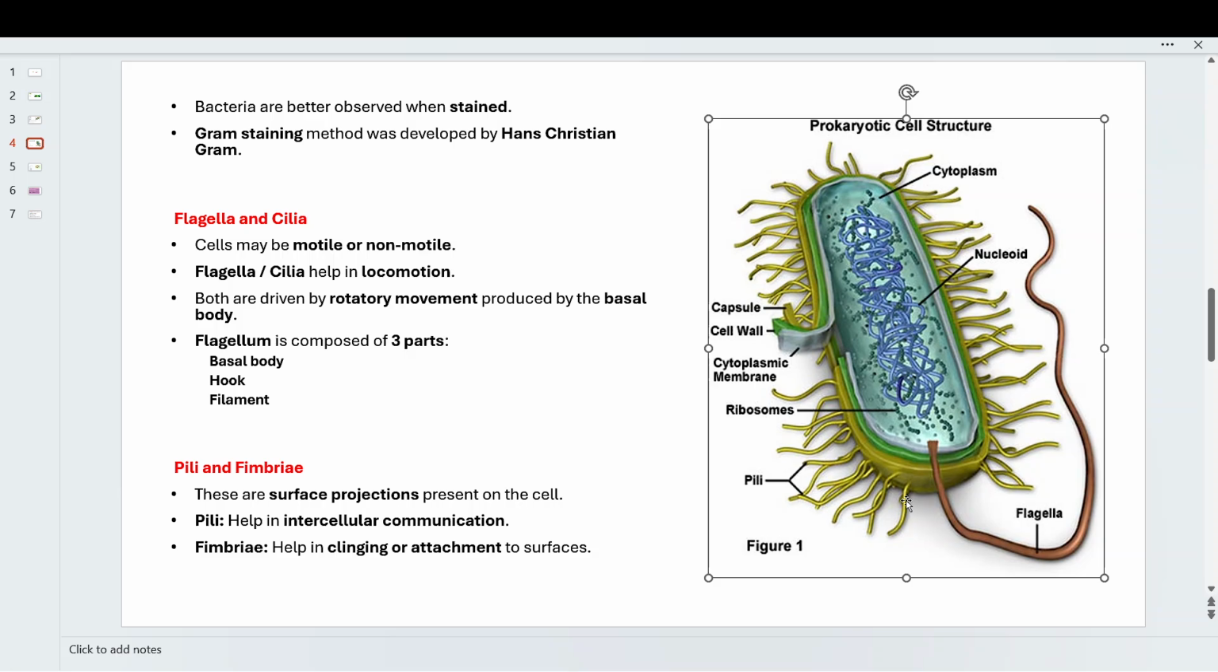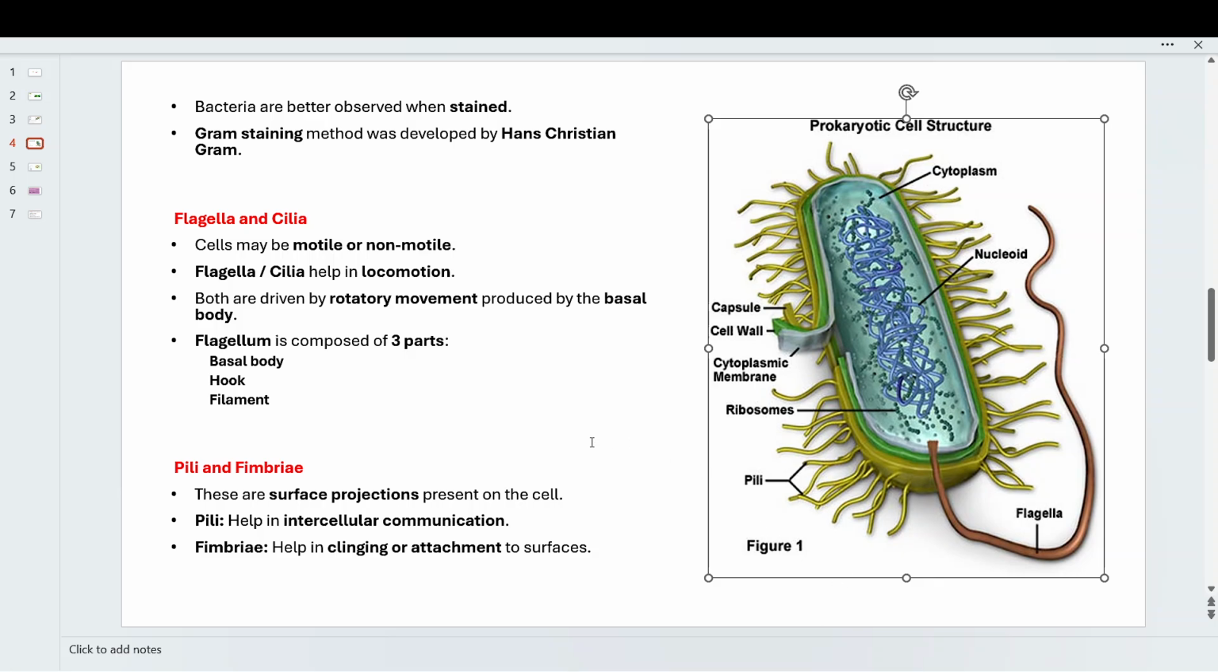In this image, we can see the structure of flagella, and flagella consists of three parts. This part is the basal body, then this is a hook, and this is a filament-like structure. We call it flagellum. This flagellum shows rotatory movement, and it helps the cell to move or locomote.